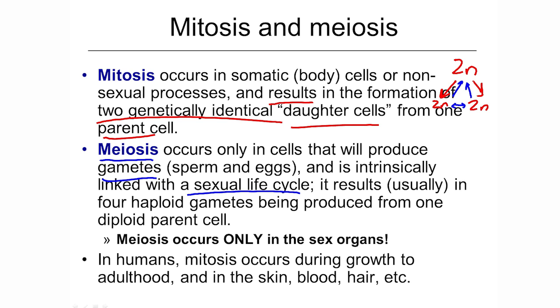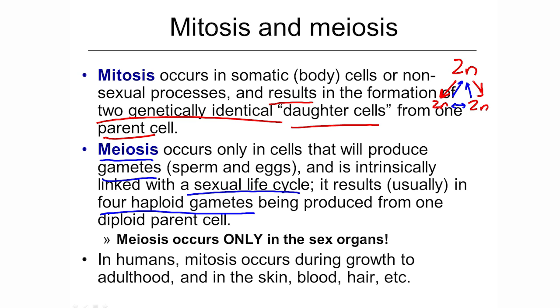I don't mean the act of sex. I mean the point of a sexual life cycle. We'll talk more about it when we talk about meiosis, but it's basically to make cells whose mission in life is to find another appropriate cell to meet up with and create a new recombinant organism. Meiosis usually results in 4 haploid gametes being produced from one diploid parent cell.